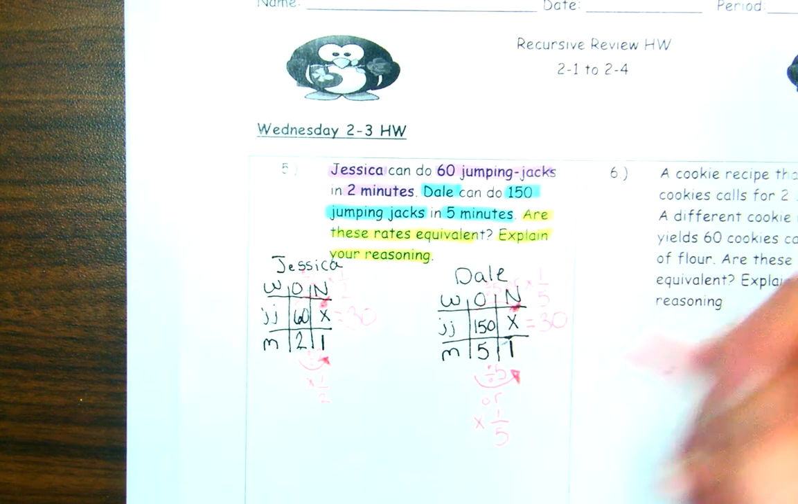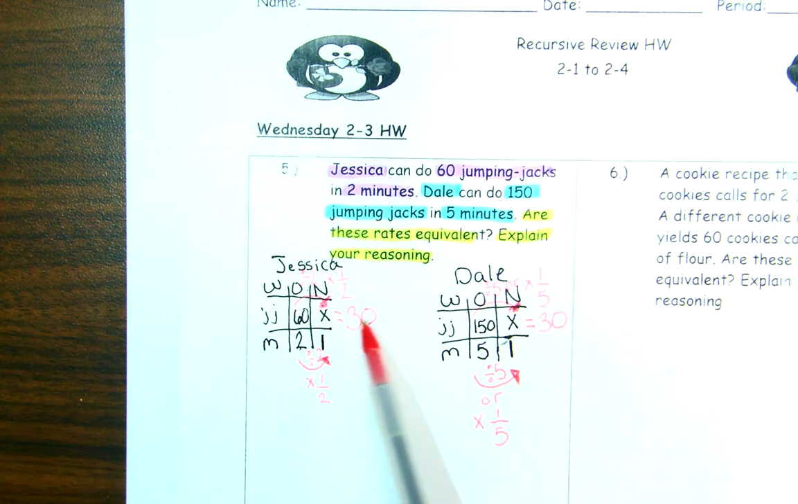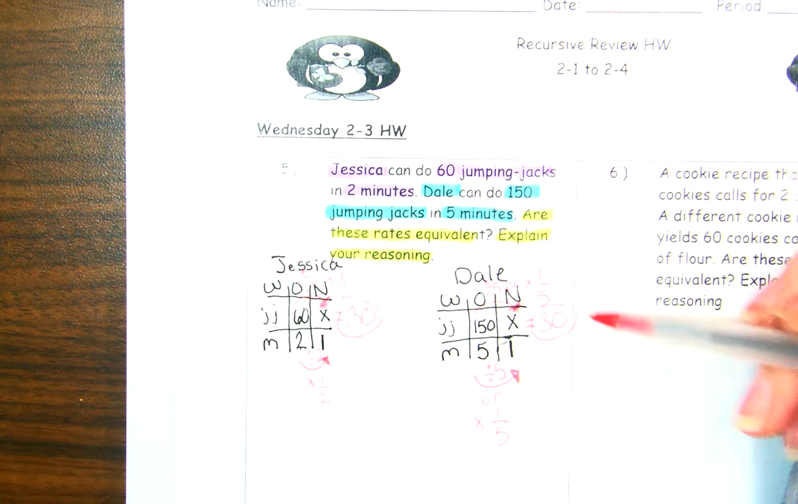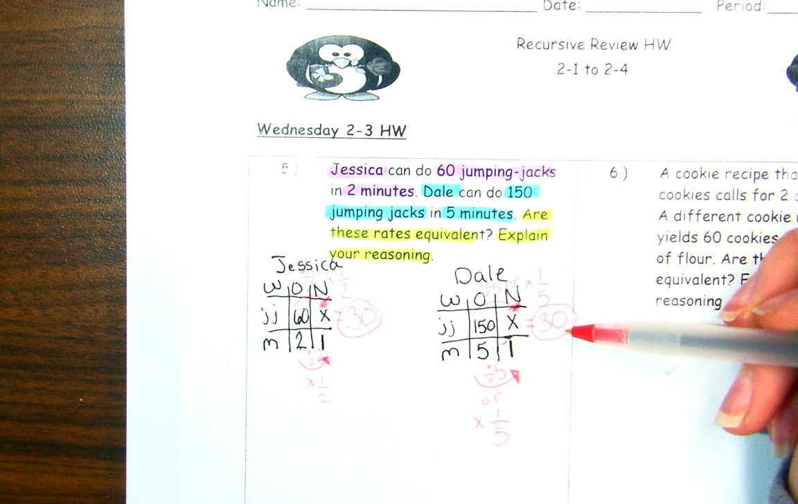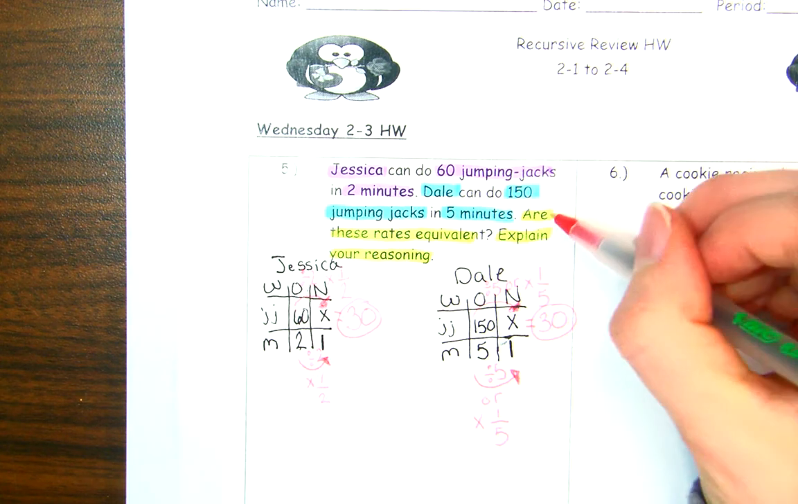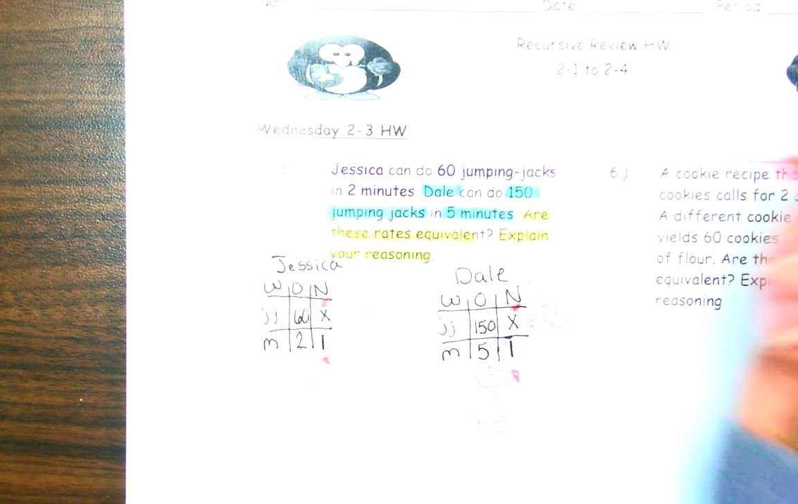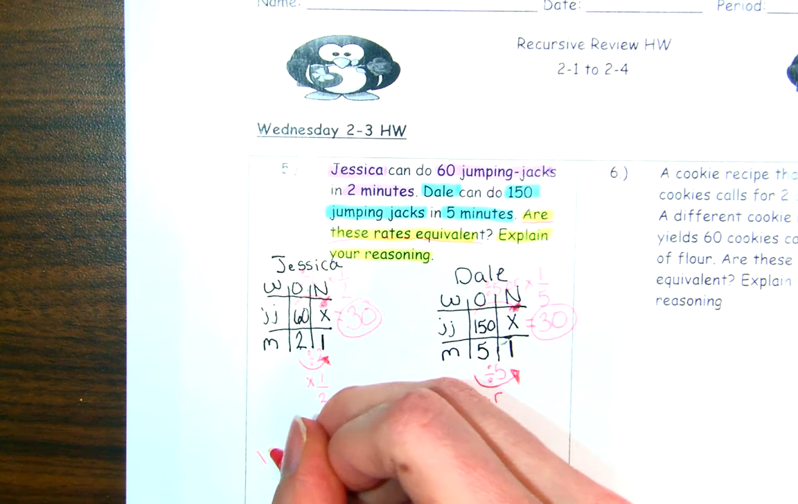So I can say Jessica jumped 30 jumping jacks in 1 minute, and I can say Dell jumped 30 jumping jacks in 1 minute. Then if I got the same number for both Jessica and Dell, I would say yes, the rates are equivalent. So, answering my question, you want to make sure you answer it, are these rates equivalent? My answer would be yes.